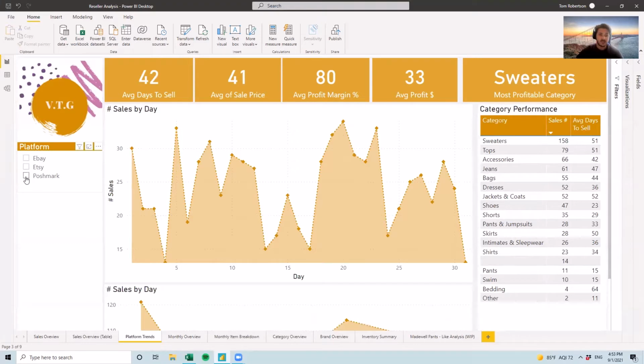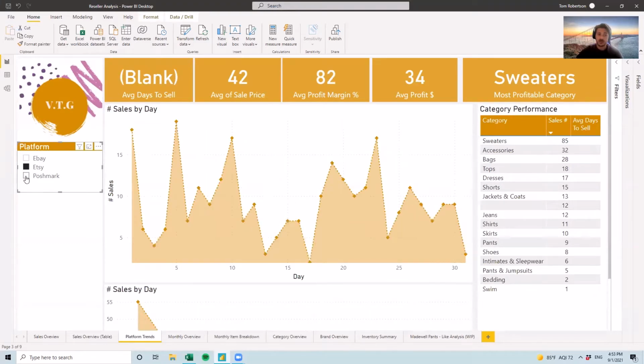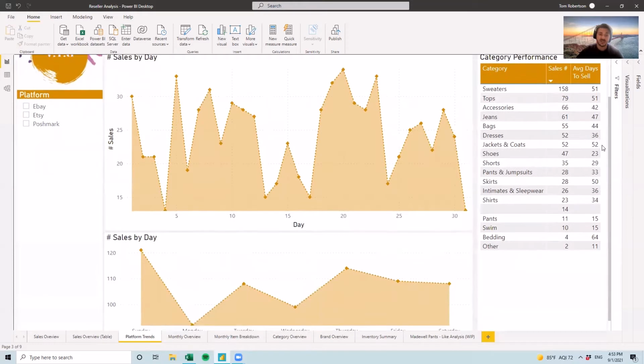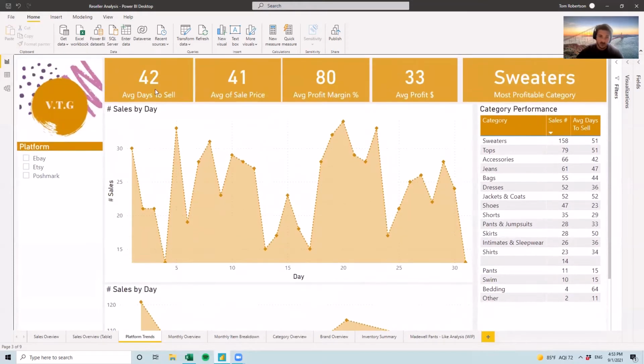Again, we can filter here by Poshmark or Etsy or eBay, or whatever it is. The idea of this dashboard is we can go in and look at how we're performing in different categories. So up the top, you've got our average time to sell an item, the average sale price, average profit margin, and average profit in specific value, and our most profitable category, so what has brought us in the most revenue across all time.